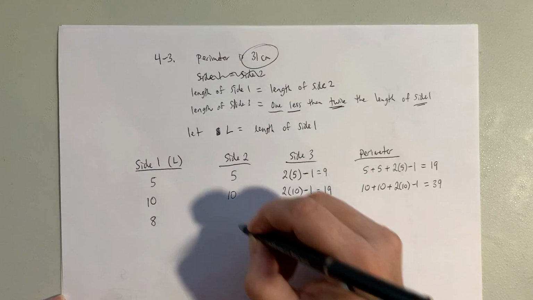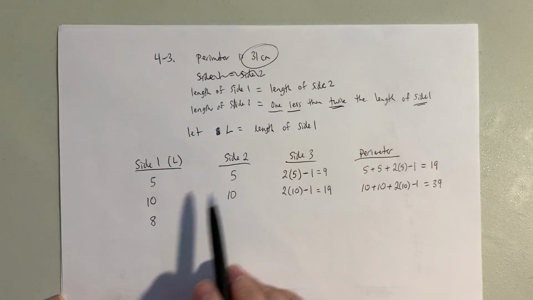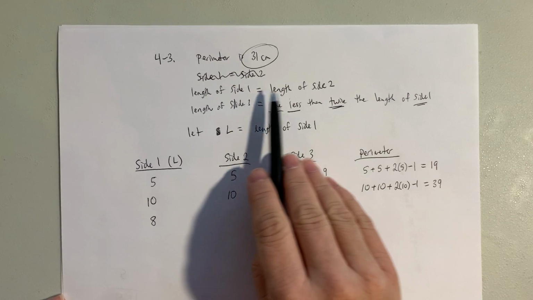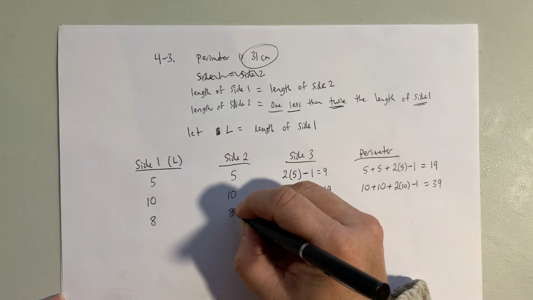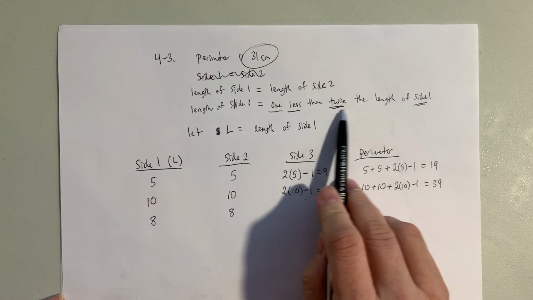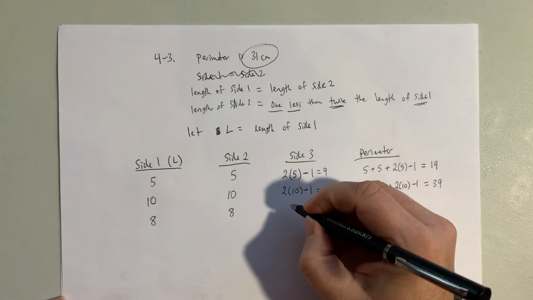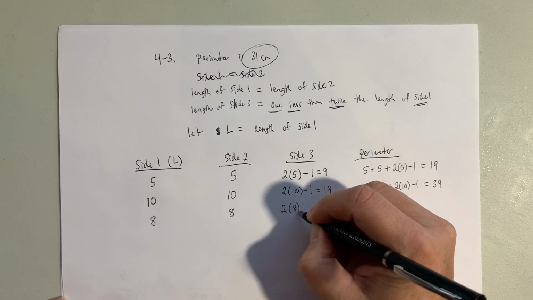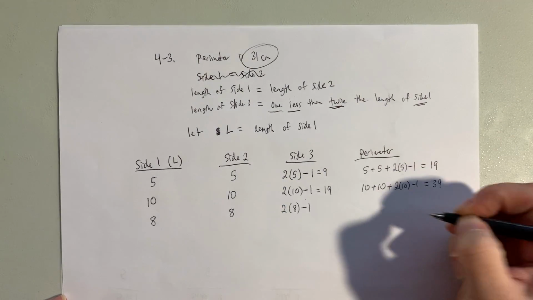And again, side 1 and side 2 are equivalent. Notice that we keep explaining side 1 and side 2 are exactly the same. So 8 and side 2 is going to be 8, and side 3, again, it's 1 less than twice the length of side 1, so we go back to side 1, which was 8. So we're gonna have twice the length of side 1, so 2 times 8, and then we need 1 less than that, so minus 1.